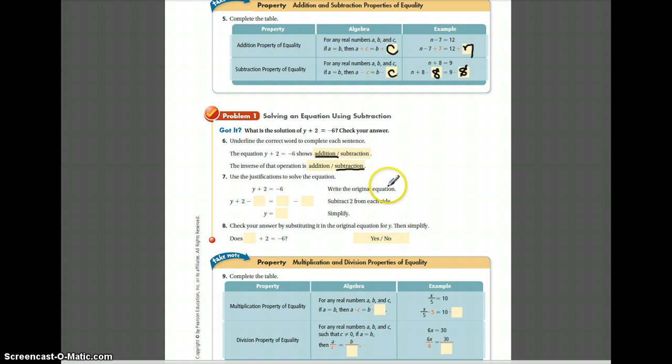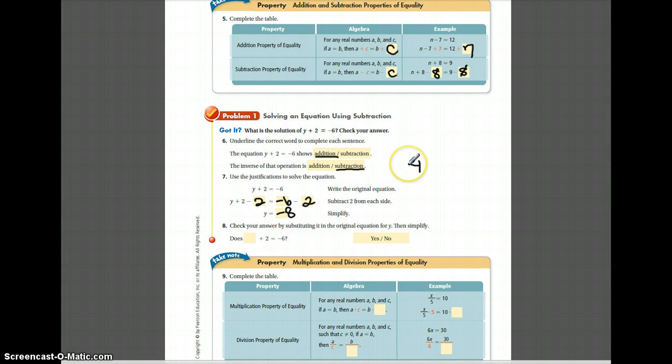The original equation is y plus 2 equals negative 6. We want to isolate the y. We've already got a 2, so that means we need to subtract a 2 from both sides of the equation. 2 minus 2 is 0, so that leaves us with y on the left side. Negative 6 minus 2 is negative 8.